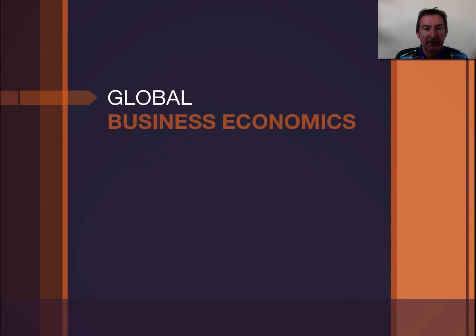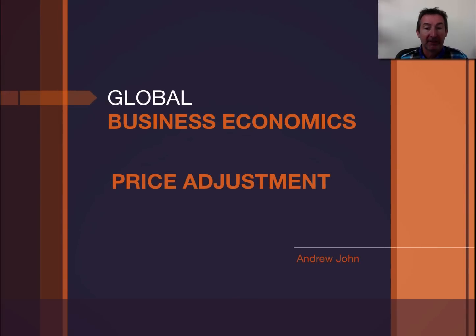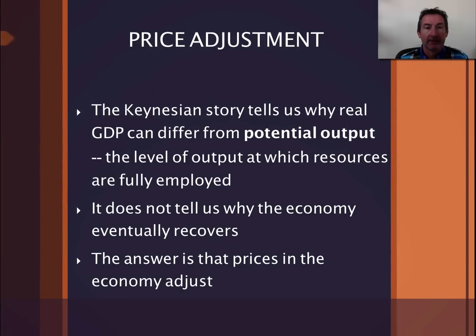This is a lecture for Global Business Economics on price adjustment. The Keynesian story, as embodied in the aggregate expenditure model, tells us why real GDP differs from potential output, but as pointed out in the video on the aggregate expenditure model, it doesn't tell us why the economy eventually recovers. To understand that, we need to look at price adjustment in the economy.